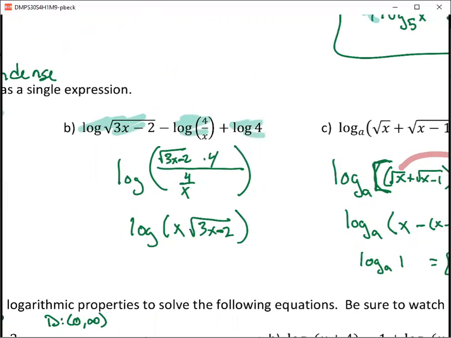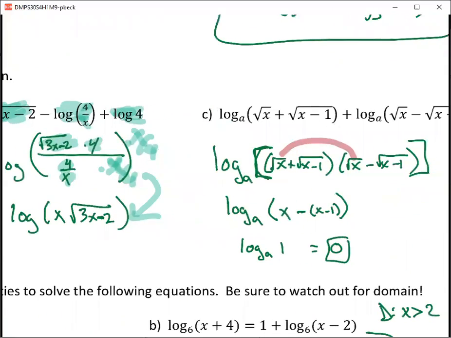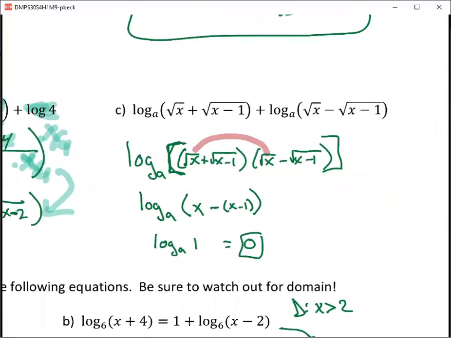For part B, how many terms do I have? 1, 2, 3. 3 terms, positive terms, which would be the first and the last. Those anti-logs go in the numerator. And then the negative logarithm, that goes in the denominator. And if we multiply by x over 4, we can simplify into that expression. For part C, 1, 2, two logarithms separated by addition. So that means I'm multiplying. If I multiply and I FOIL these through, I will get this expression.